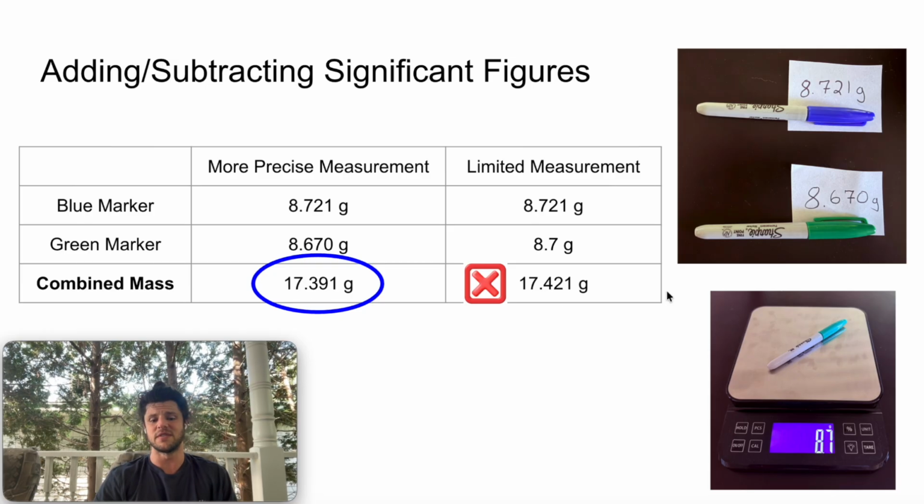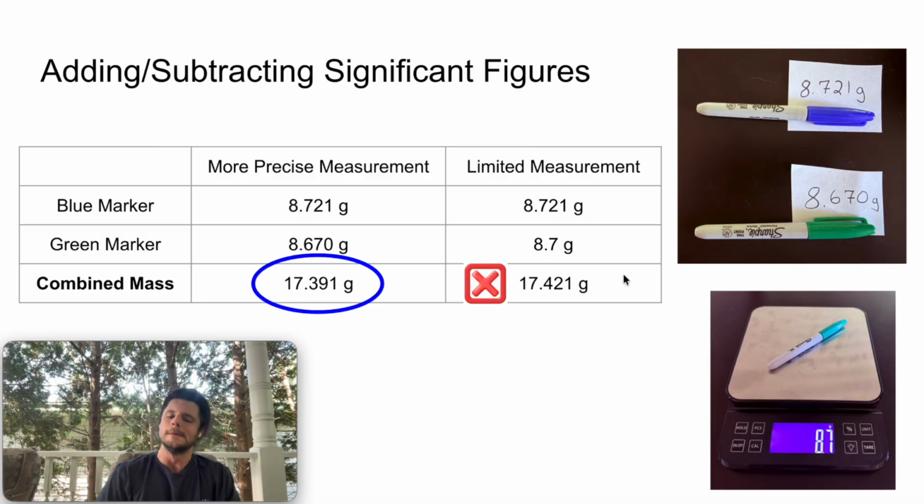17.391 is a different number than 17.421. Neither of them is the rounded version of the other. They both might round to the same number if we rounded each of them. But one of them we don't have to round, right? This one we shouldn't round because we had these two precise measurements and we combined them and got a precise number right here.